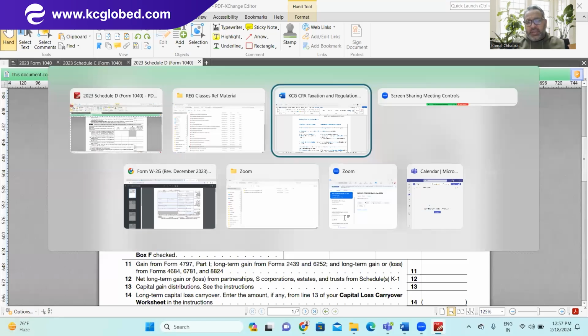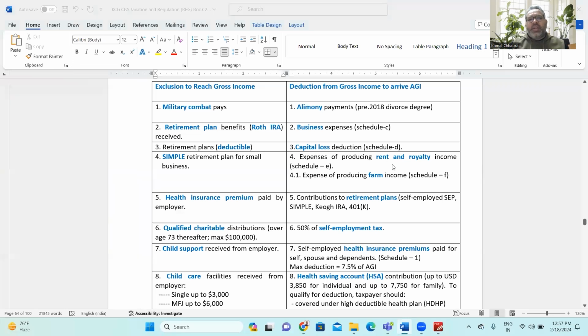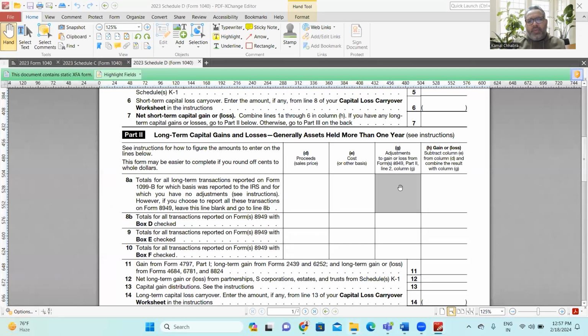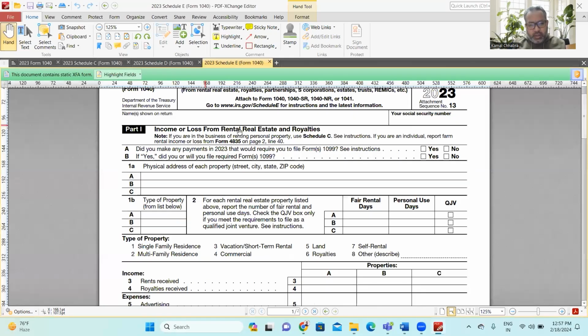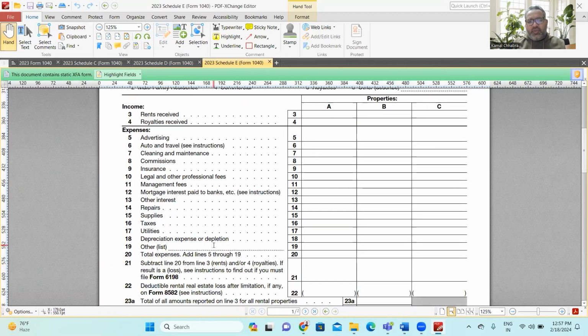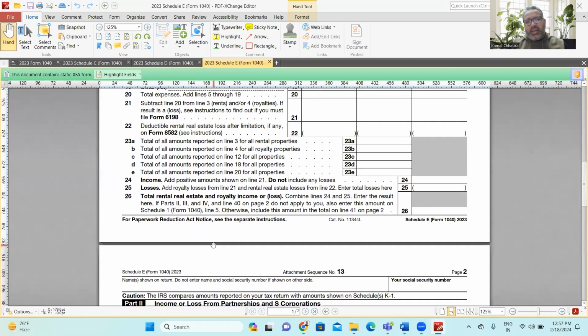Next is expenses of producing rent and royalty income. For this, I think I have shared Schedule E also with you. There you go, supplemental income and loss. Here, income and loss from rental real estate property and royalties. Here you'll be providing all the details relating to income and the related expenses you have made. This kind of detail will go as an attachment to 1040.